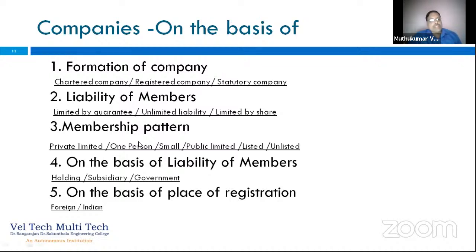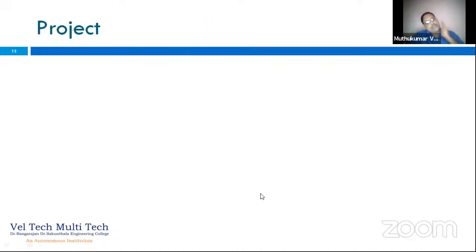So as we already told, it may be private or it may be one person or a very small entity. Most of the companies are subsidiary or holding, and we are talking about Indian companies here, not about running a company in a foreign country. Maybe a foreign company can run a company here. Next, I want to talk about project. Before that, if you have any questions, you can interact with me in the middle. I'll pause here, or otherwise we can move on.